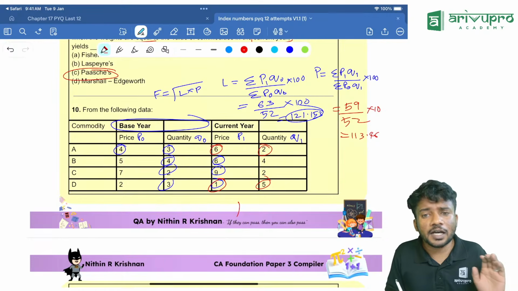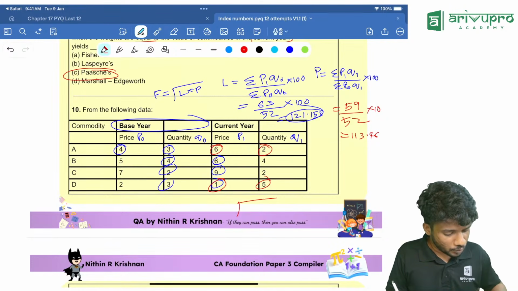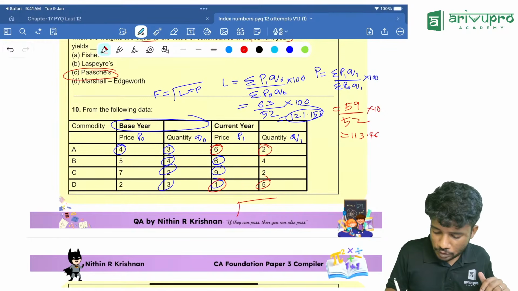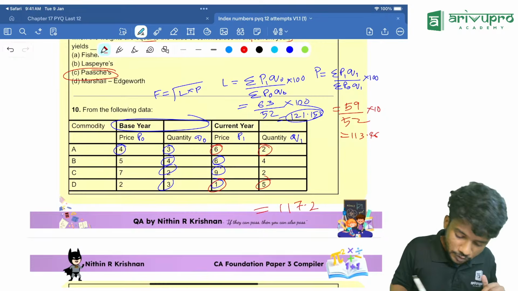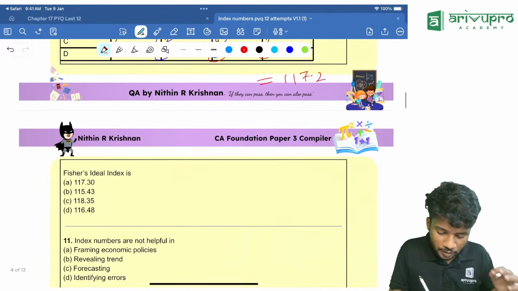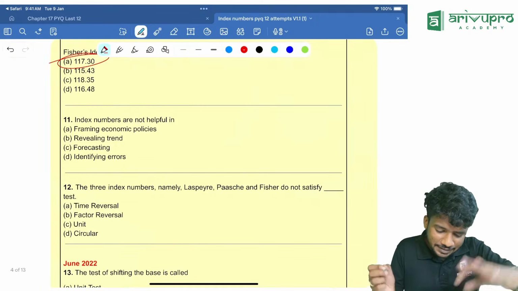How much are you getting? Are you getting it as 117.24, which is equal to 117.2. So option A, nearest answer is option A. Okay, just substitution. Everything is just substitution.